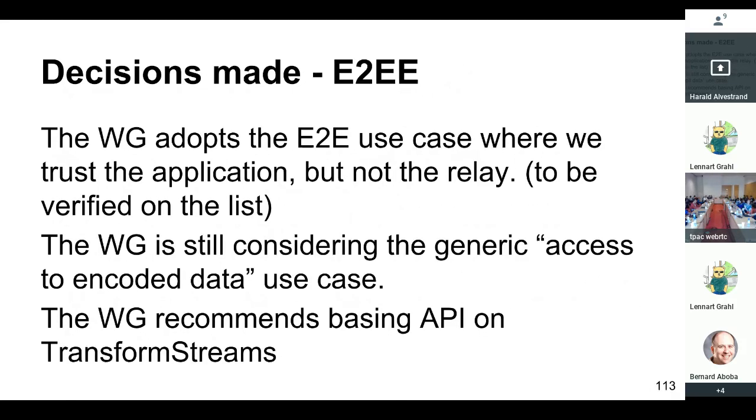End-to-end encryption. The working group will adopt the end-to-end use case where we trust the application but not the relay. With some doubt in Stockholm on which of these we would adopt, but we'll verify this on the list because we're slightly iffy. The working group is still considering the generic access to encoded data use case, whether that's adopted or not. And the working group recommends basing APIs on transform streams. So we're starting to fall in love with streams.